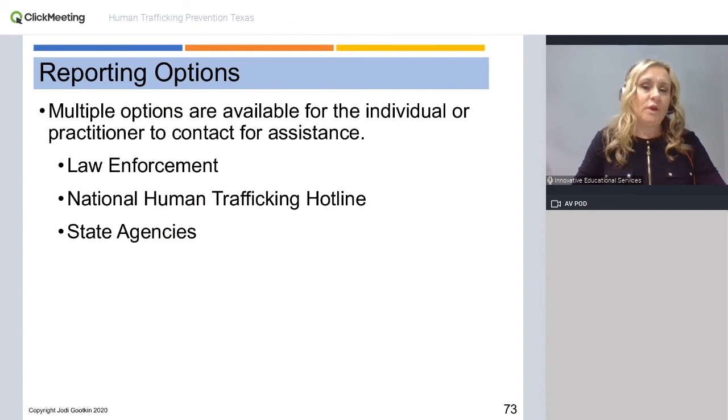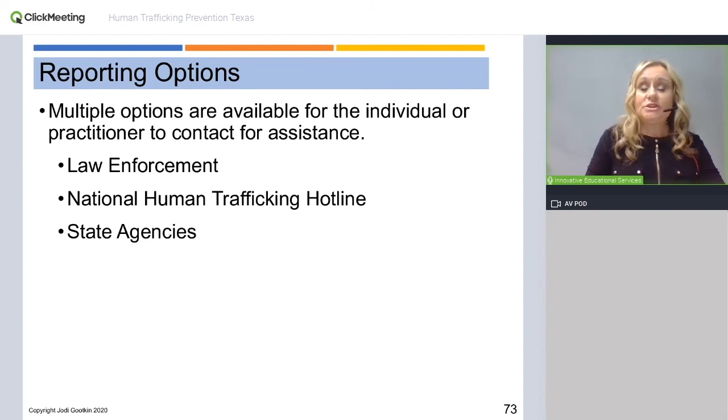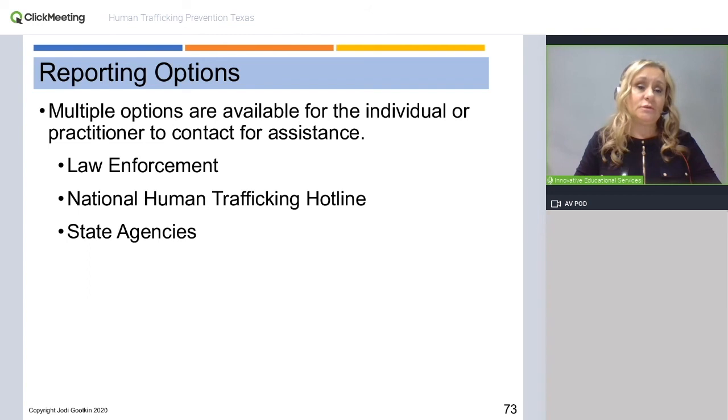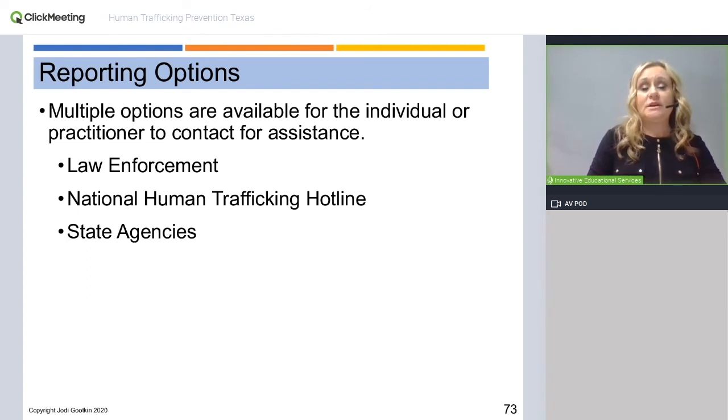If we reach the point where we do feel that this is potentially a human trafficking situation and we're looking at how to intervene, there are several different mechanisms the clinician can utilize to obtain assistance. The practitioner can reach out for assistance, and the individual who's the victim can also reach out for the assistance to either law enforcement, the National Human Trafficking Hotline, or other state agencies.